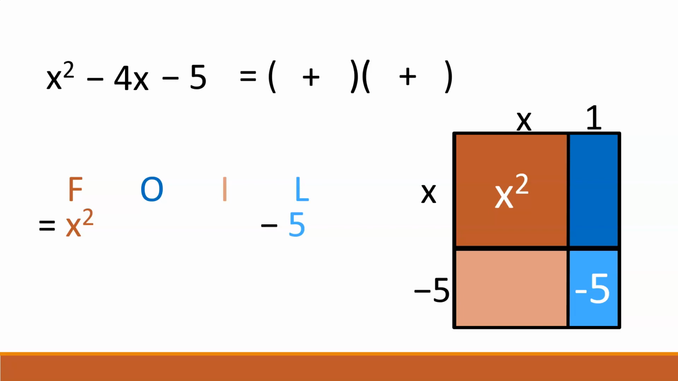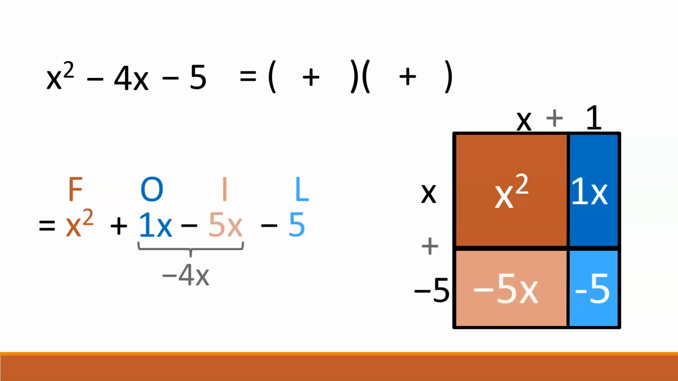and that's because the product of the outer terms and the inner terms in our binomials have to combine to give us the middle term in our trinomial, the -4x. And the -5 and the +1 are the right combination to do that. So that leaves us with the factored form of our trinomial, x minus 5 times x plus 1.